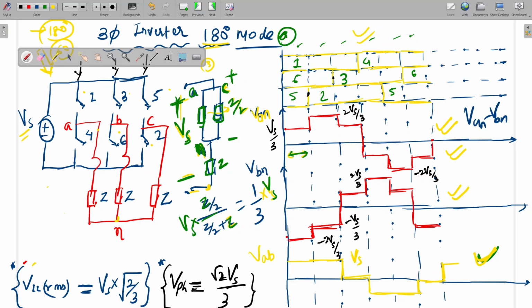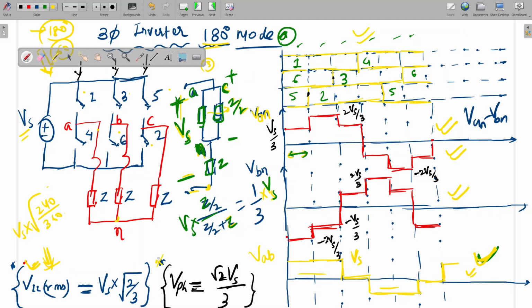line voltage. Okay, now coming to the formula, how can we derive the formula? This line voltage formula we can derive from this waveform. It is conducting for 120 and 120, 240. So line voltage will be Vs into 240 divided by 360, so our line voltage will be Vs into root 2 by 3 under the root. This is the RMS value of one line voltage for 180 degree conduction. So that is Vs into root 2 by 3.